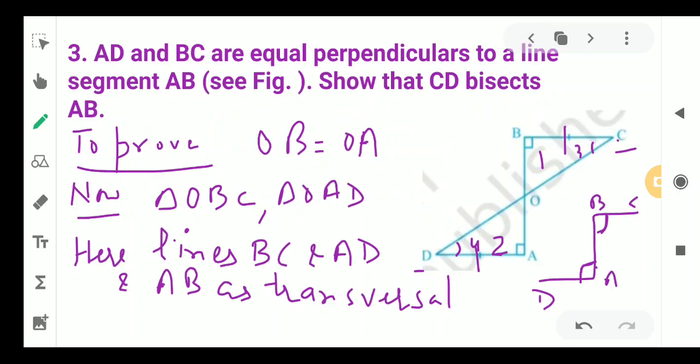BC is parallel to DA, we have shown by showing angle 1 and angle 2, which are making a pair of alternate angles, are equal, so the lines will be parallel. This implies angle 3 will be equal to angle 4 by the alternate angle property for parallel lines. Now we can prove the two triangles congruent. So let me see triangles OBC and OAD.